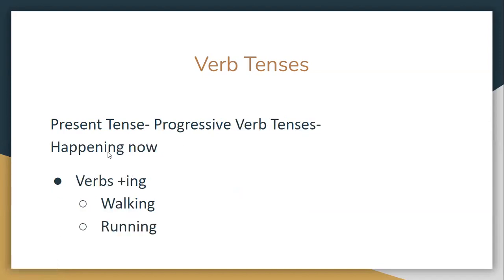The other kind of present verb tense that we can have is progressive verb tense. And progressive verb tenses, again, are happening now, and it's simply the verb plus ing: walking, running, talking, singing, for example. So progressive verb tenses have ing.